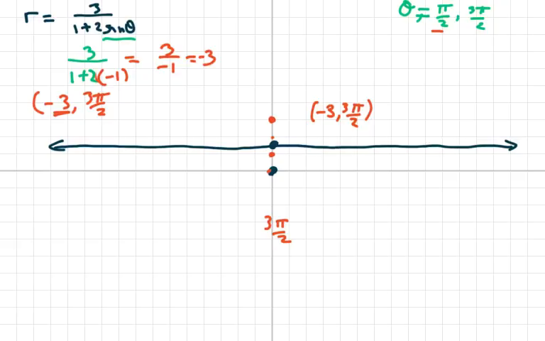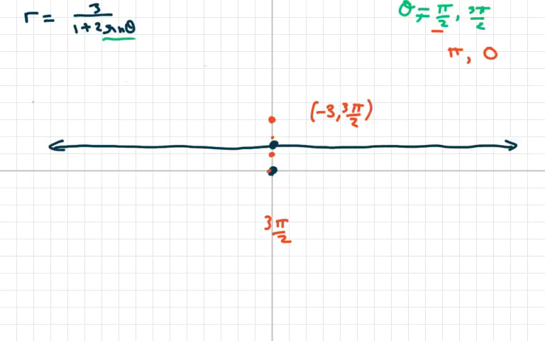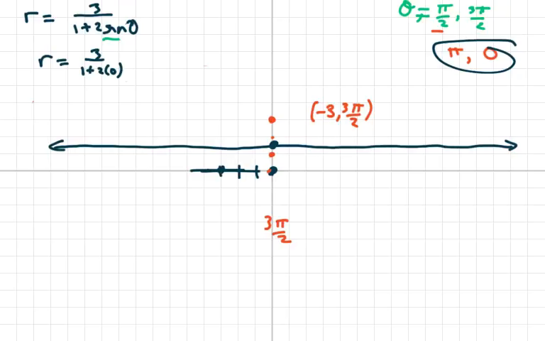Now to get some framework for the width of this, I'm going to go ahead and plug in pi and 0. So let me go ahead and erase this because I'm trying to save space. So we know that sine of 0 is 0 and sine of pi is 0. So basically what you're going to get is r equals 3 over 1 plus 2 times 0 on both of these. So at pi, which is this area, we get 3 over 1, which is 3. So 1, 2, 3. So this point here is 3 comma pi. And at 0, it's going to be the same thing. You're still going to get 3 comma 0 here.